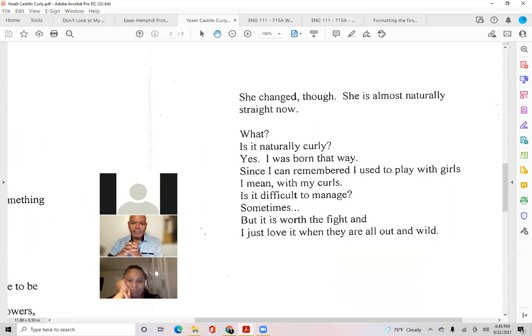Since I can remember, I used to play with my curls. It's difficult to manage sometimes, but it's worth the fight. And I just love it when they are all out and wild.